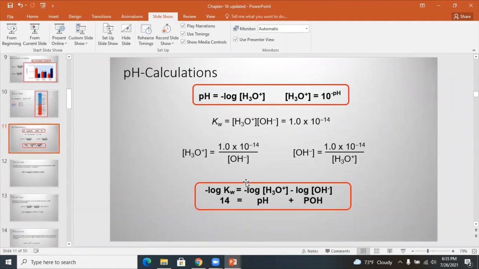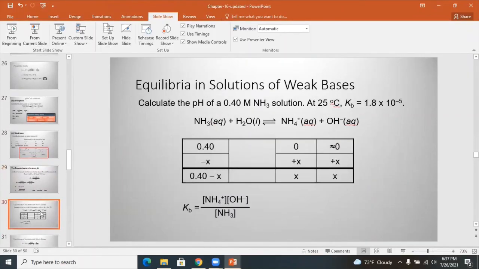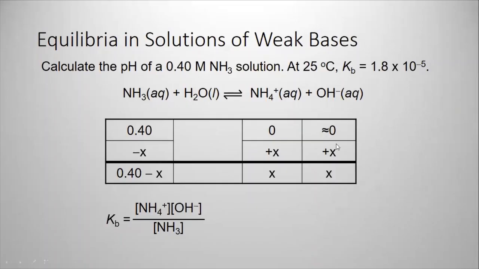This equation here is very important and is going to be used when you're calculating the pH of a strong base or the pH of a weak base. When you take minus log X, you're taking minus log of the hydroxyl ion. So once you get the pOH, what are you going to do? Subtract it from 14, and you'll get the pH. So here's an example. Calculate the pH of a 0.4 molar ammonia solution.